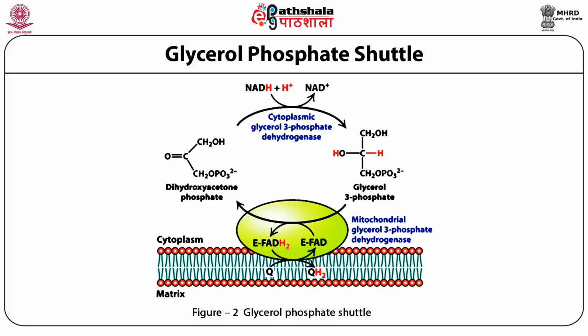This reaction is irreversible. The glycerol 3-phosphate shuttle allows NADH synthesized in the cytosol by glycolysis to contribute to the oxidative phosphorylation pathway in the mitochondria to generate ATP. It has been found in animals, fungi, and plants.